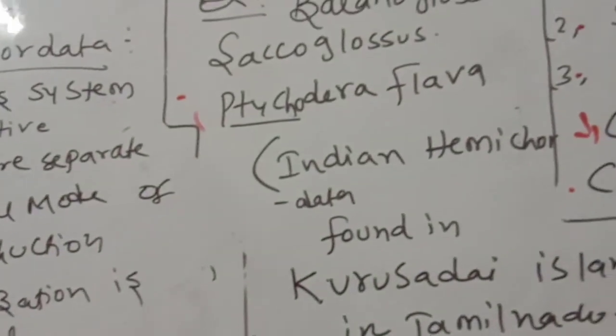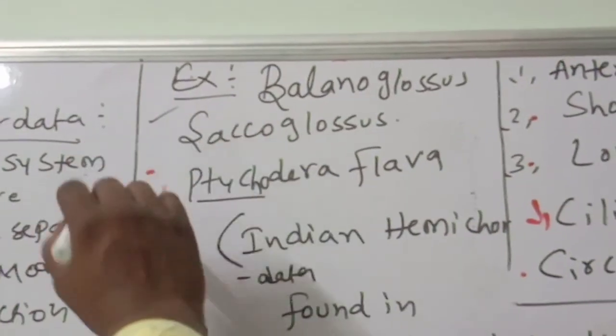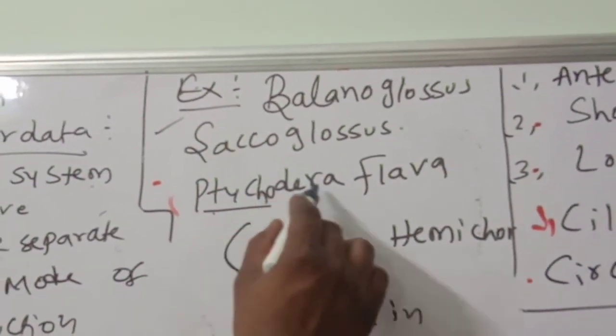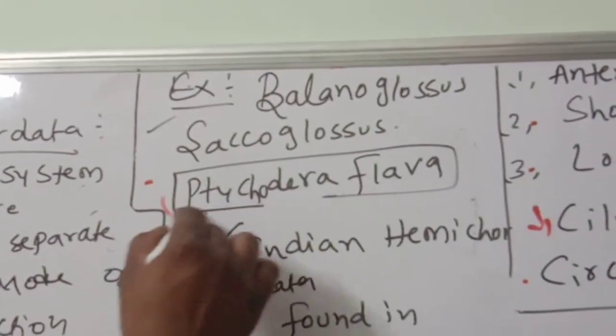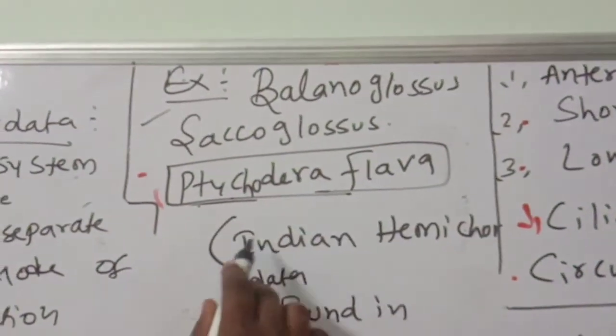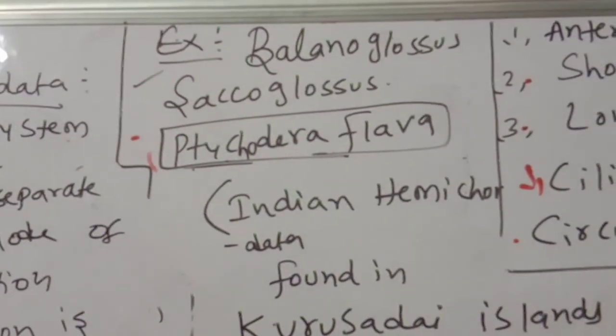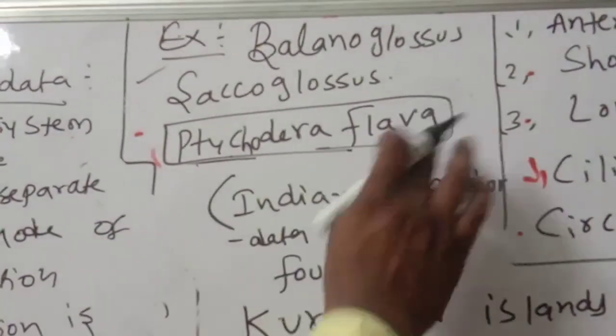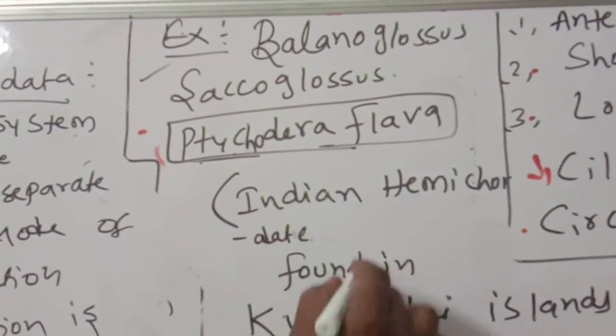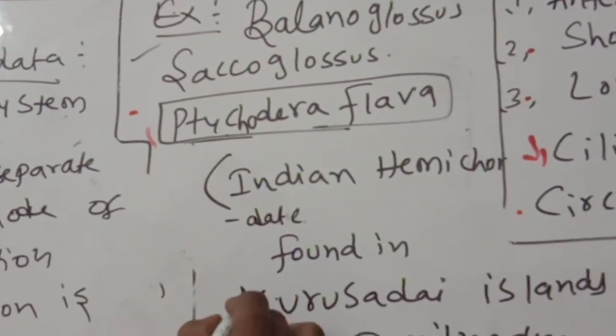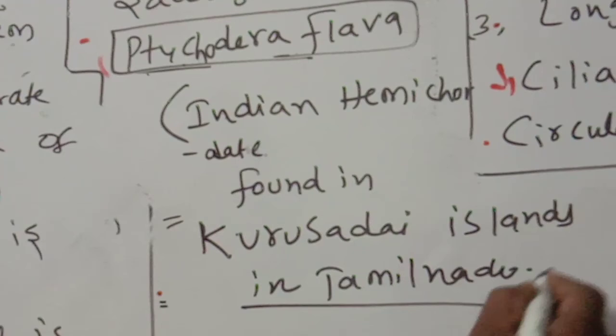Examples we discussed: Balanoglossus, Saccoglossus and Trichodera flava. This is a new hemichordate, the Indian hemichordate, found in Kurusadai Islands in Tamil Nadu. Very, very important.